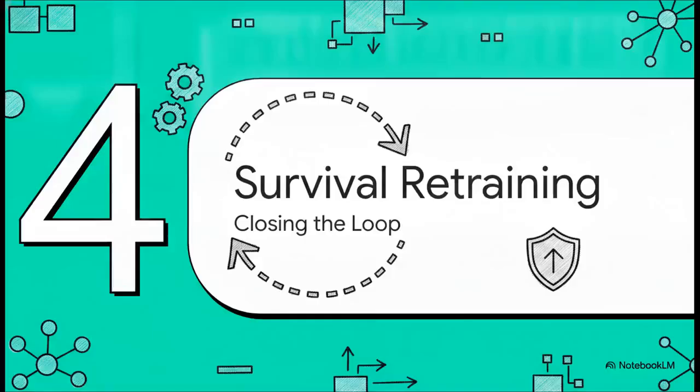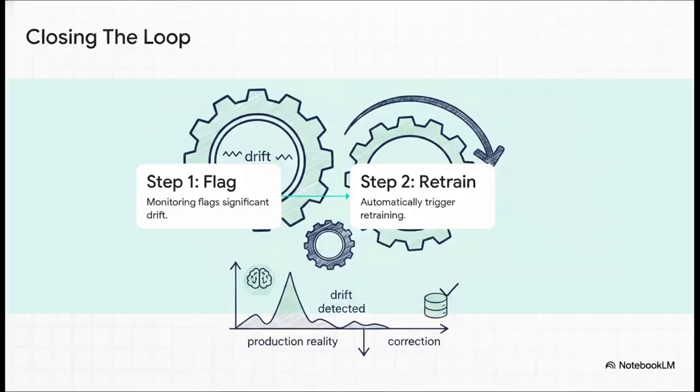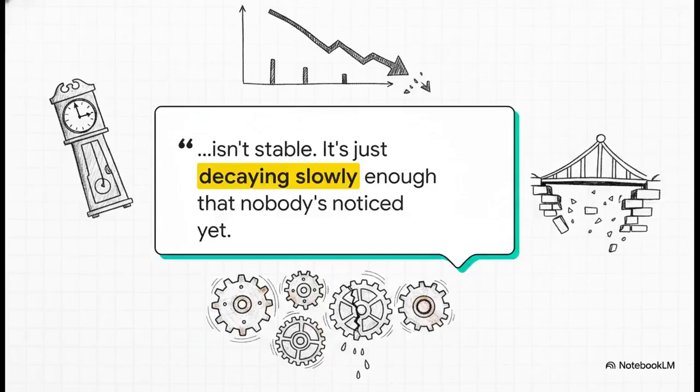Section 4. Survival through retraining. Closing the loop. This is exactly why drift detection isn't just some optional polish for your system, it is absolute survival. Once your monitoring flags significant drift, it can automatically trigger retraining. That beautifully closes the loop between production reality and model knowledge, keeping the whole system honest instead of silently wrong. A model that never gets retrained isn't stable. It's just decaying slowly enough that nobody's noticed yet.